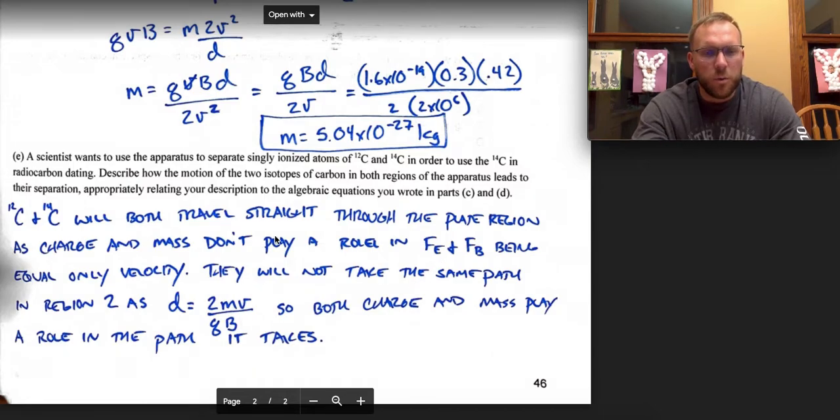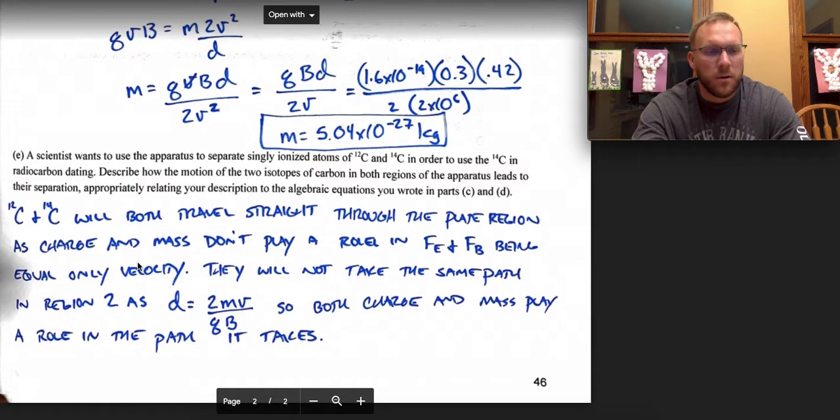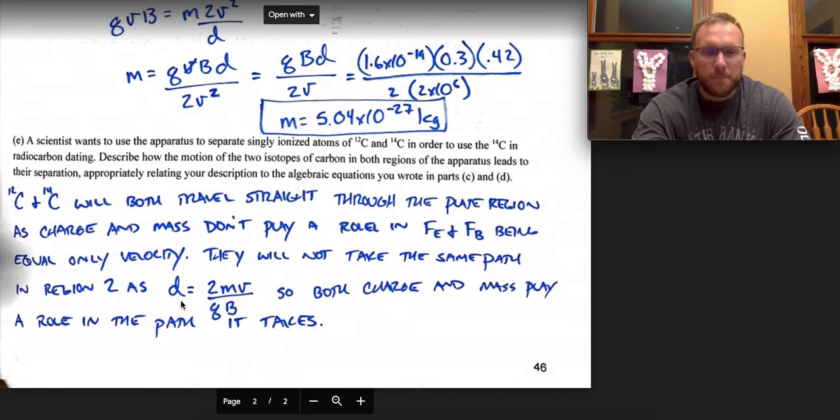However, in the second region, outside of the parallel plates, the distance it's going to travel, the diameter of that half circle, is going to equal, and I took that from this equation here and rearranged it for D, twice my mass times velocity divided by charge and my magnetic field. Because carbon-12 and carbon-14 have a different mass as well as a different charge, they will have different diameters. And so that's where you're going to get that separation of carbon-12 and carbon-14. Both charge and mass play a role in the path it takes, and that's going to separate them into different paths.